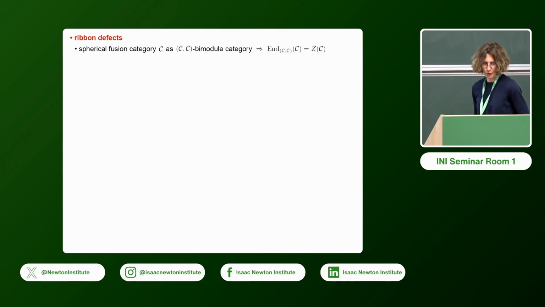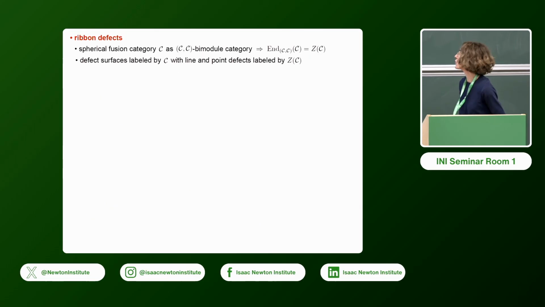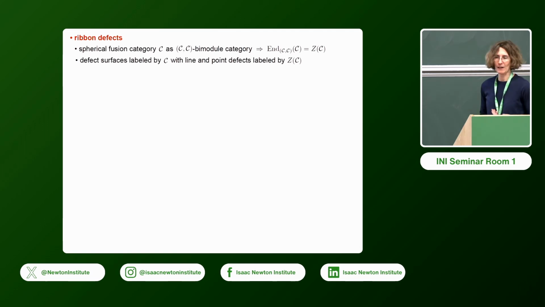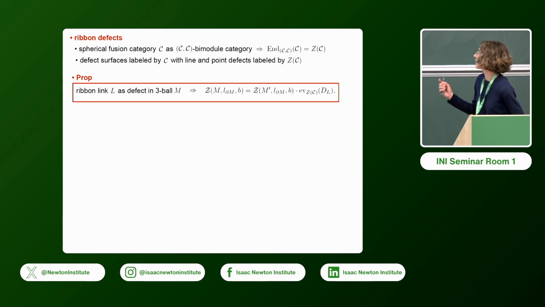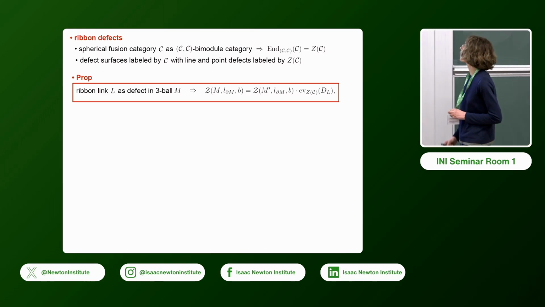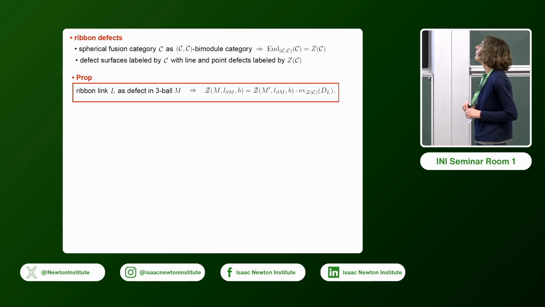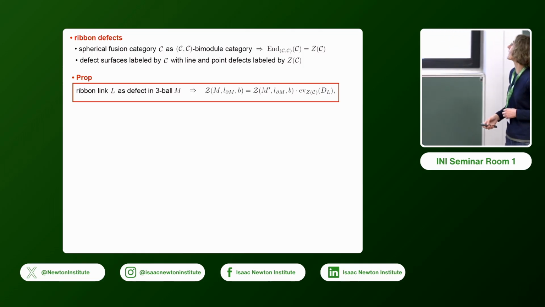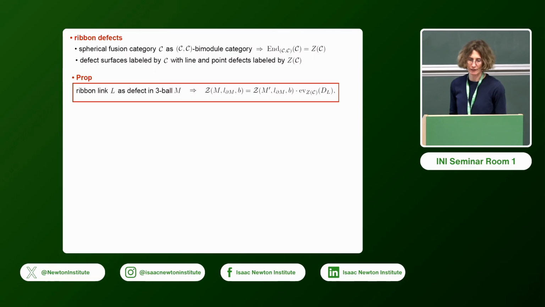What one can also see is ribbon defects. So we can take a spherical fusion category as a bimodule category over itself, and then the endomorphisms are the center. Then we can take defect surfaces also labeled by C, and then the line and point defects are labeled by the center. In this way, we can construct a ribbon link as a defect in a 3-ball, a ribbon link labeled by the center of C. And what one sees is that if one has the defect, one gets what one had before times the evaluation of this ribbon link by the center of the spherical fusion category.